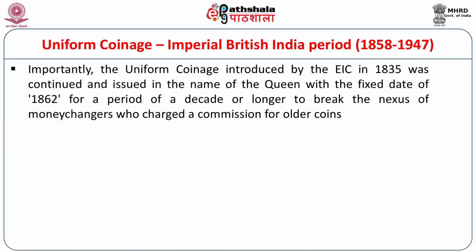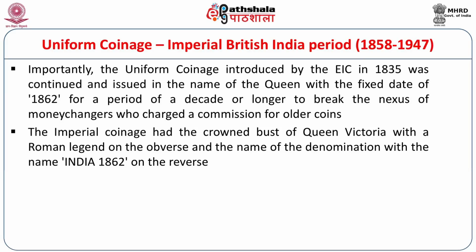The uniform currency introduced by the East India Company in 1835 was a huge success for the British India, and its legacy was continued, and new coins were issued in the name of the Queen with a fixed date of 1862 for a decade or longer to break the nexus of local Indian money changers who charged a commission on older coins. The imperial coinage had the crown bust of Queen Victoria with a Roman legend on the obverse and the name of the denomination along with India 1862 on the reverse.